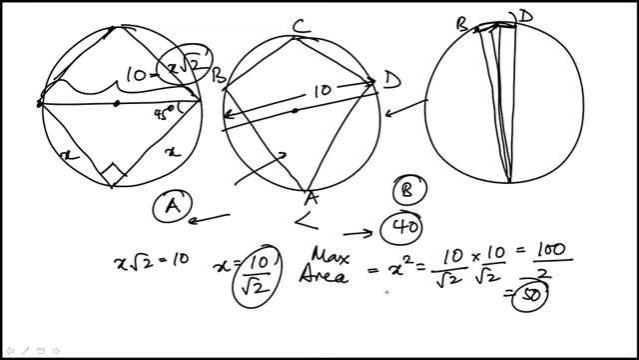So we can see that the maximum area is 50, which means that quantity A could be greater than 40. So in this case, I don't have enough information to tell whether quantity A or B is greater, and the correct answer is D.